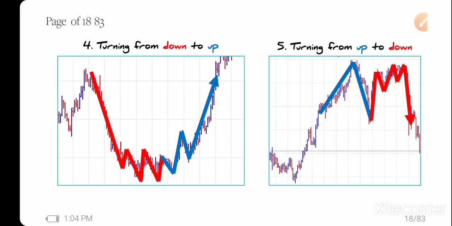And then the fifth one is turning from up to down. So the market was up, and then quickly it turned and made its way down. So you now have 5 phases or conditions of the forex market.